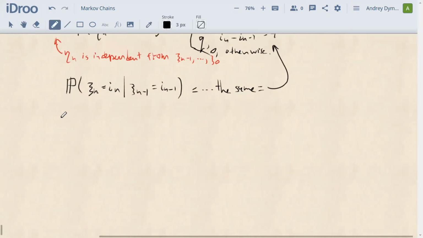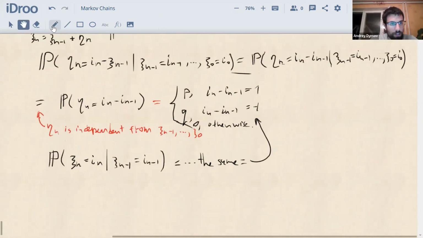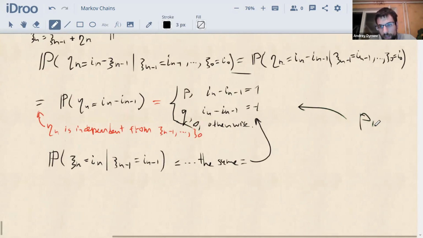Yes. So actually, what are the transition probabilities? These are exactly the transition probabilities. This equals p_{i_{n-1} i_n}, the probability to pass from i_n minus 1 to the position i_n. Right?